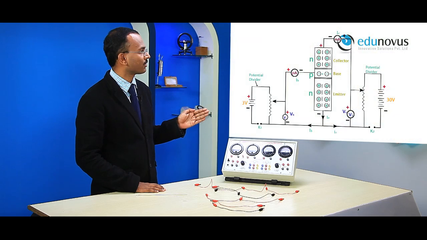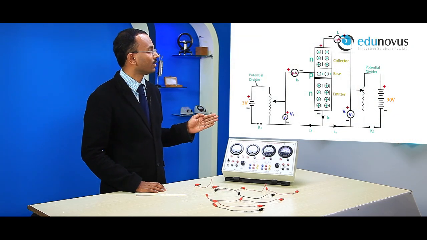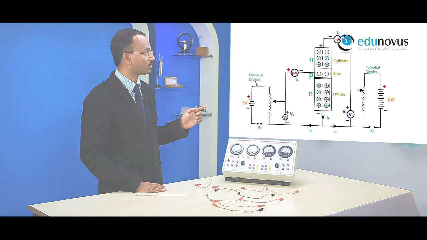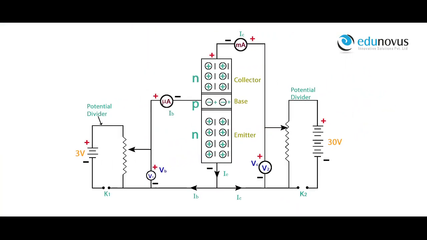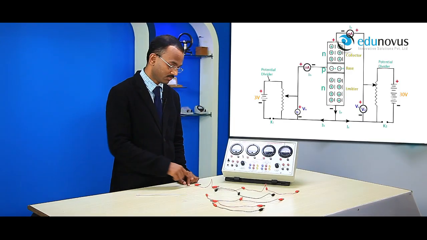As you can see in the circuit diagram for the common emitter configuration of an NPN transistor, the negative terminals of the two power supplies, the negative terminals of the two voltmeters and the emitter are all connected together. So let's connect these 5 points using this 5-pin connecting wire.